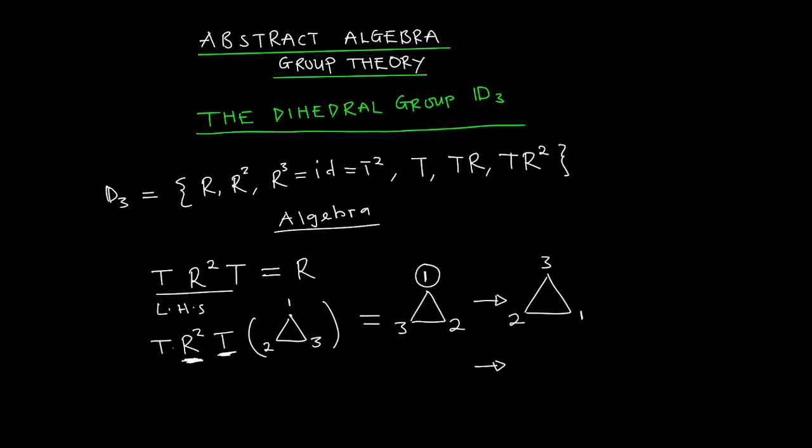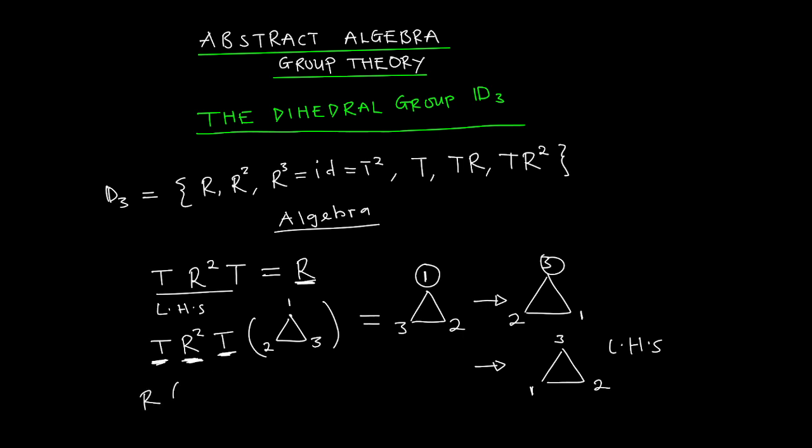Next, we will do T, reflect. So doing the reflection, this is 3. You would keep 3 and then you flip 1 and 2. So 1 here, 2 here. We've done the reflection. This is our left-hand side. Left-hand side, this is what we get. Now let's do the right-hand side.